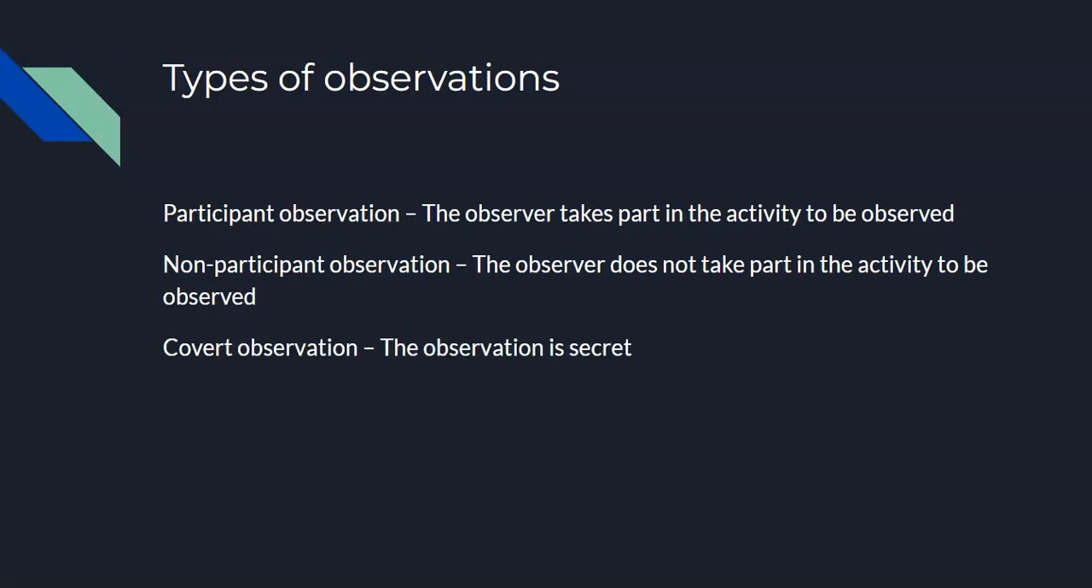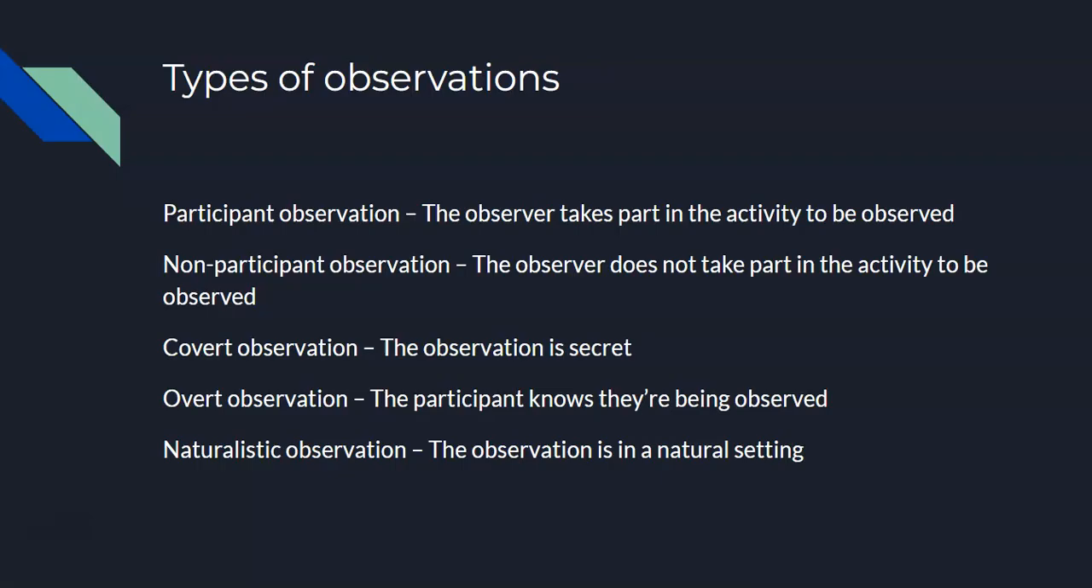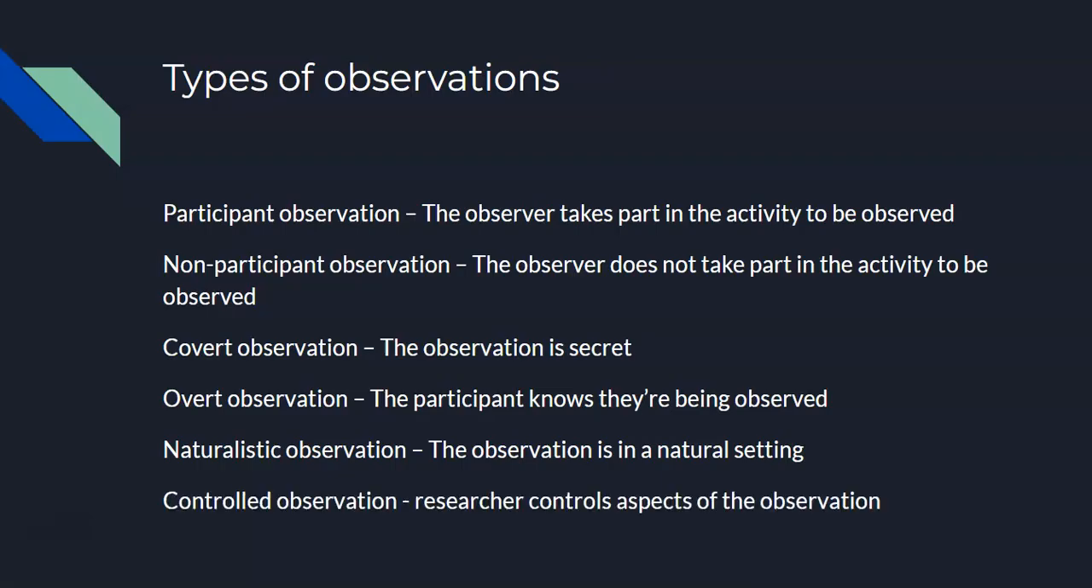We've got covert observations, which is done in secret. People don't know they're being observed. And we've got overt observations where the participant knows they're being observed. We've also got naturalistic observations. So these are observations that take place in a natural setting. And we also have controlled observations. So these are where the researcher controls certain things. They might manipulate a variable or part of the observation.